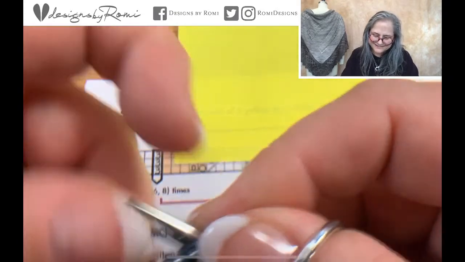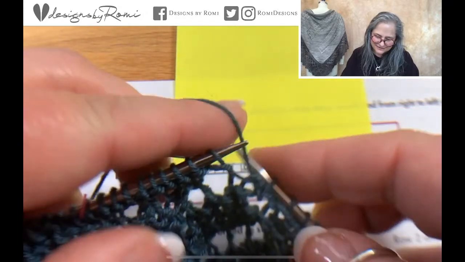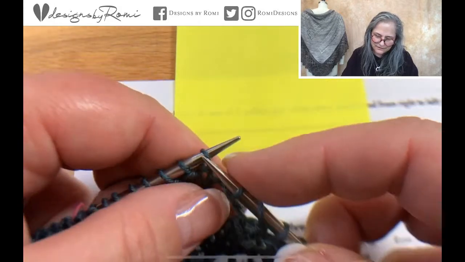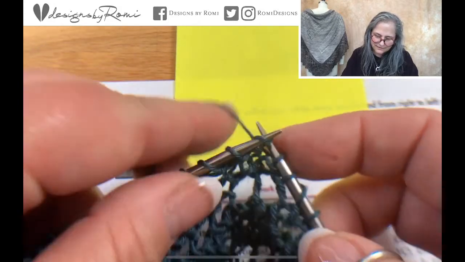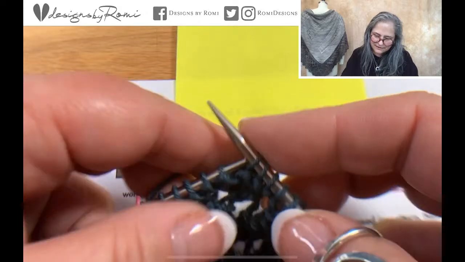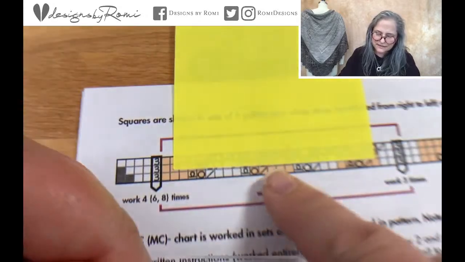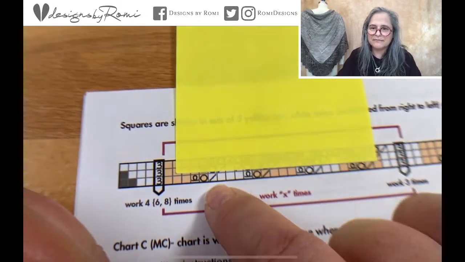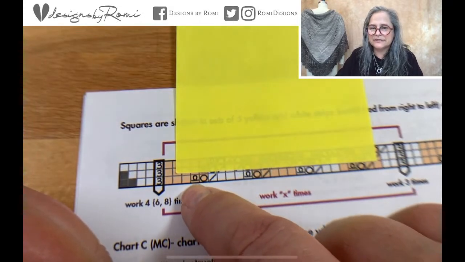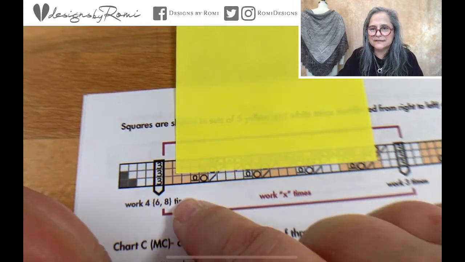Almost to the end of it, not quite. Okay, so one more. And now I'm at the end. Okay, so I'm at the end of the pattern section. I'm going to check back and make sure where I am. I just did the knit two together, so I'm going to go to the end of this area here that's within the red box.